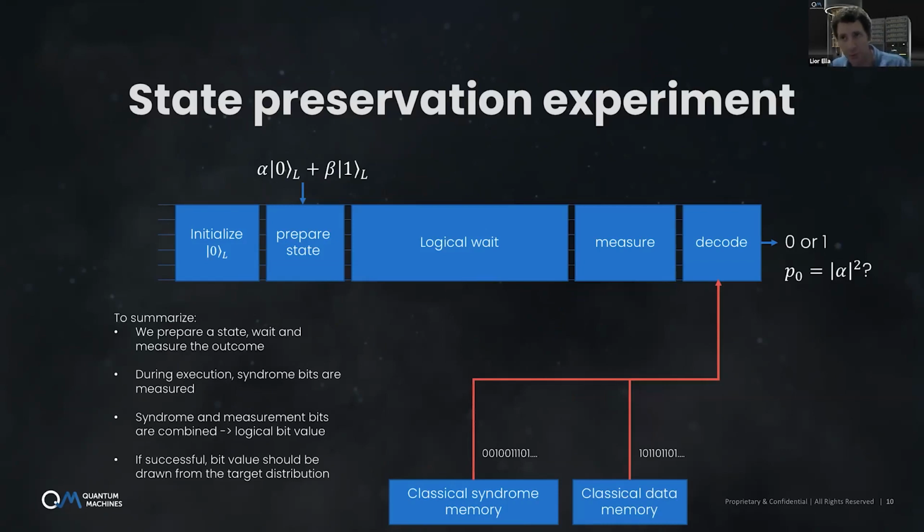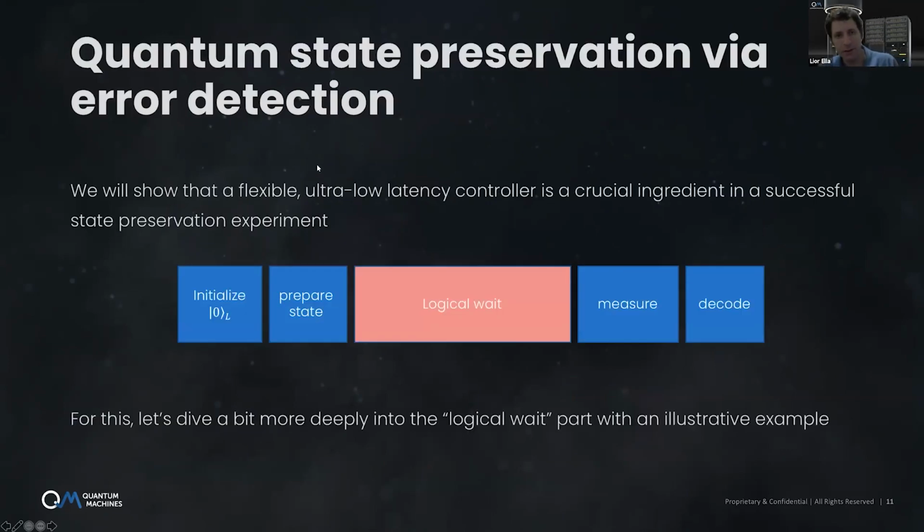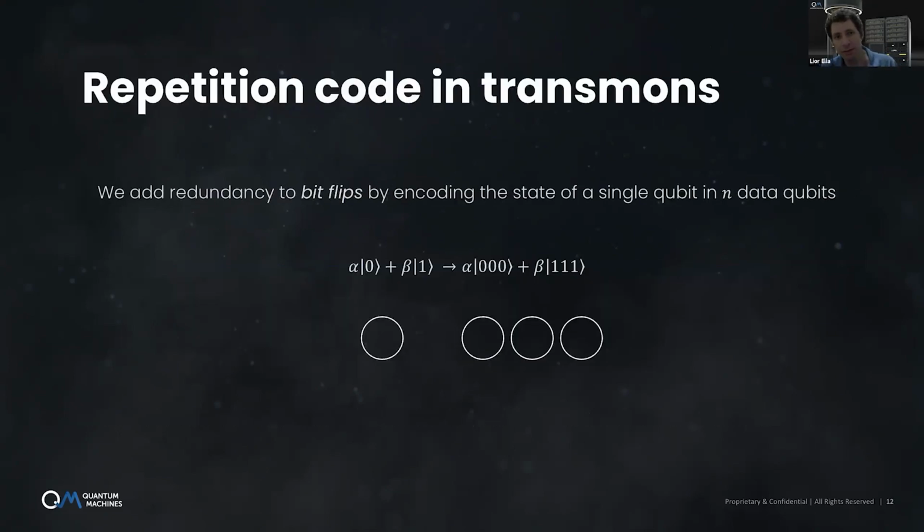And as we said, if we succeeded in the experiment, the 0 or 1 should have a distribution that came from this logical state. Okay, awesome. So now we're going to focus on the logical weight part, and we're going to show that the flexible and ultra low latency controller is actually a crucial ingredient in a successful state preservation experiment. And in order to do that, let's first dive in a bit more deeply into the logical weight part with an illustrative example. So this example is a repetition code in transmons.